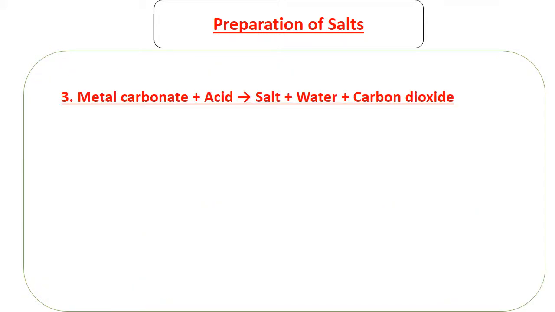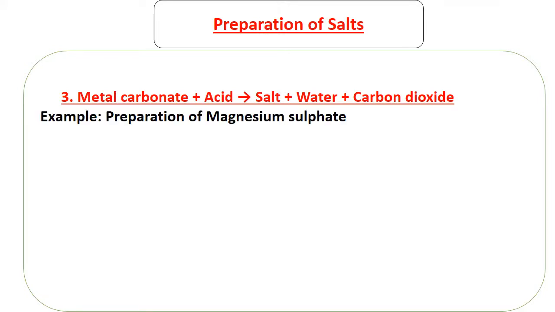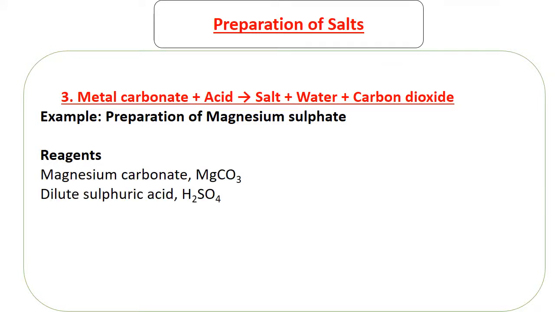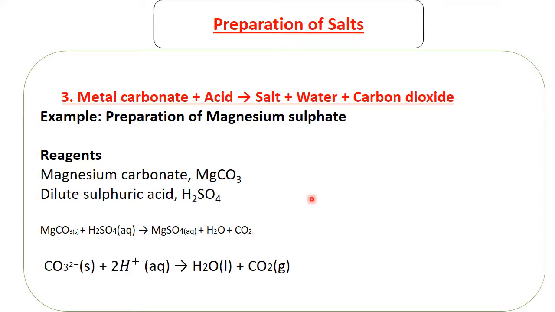Finally, we take a look at the one which involves metal carbonate and an acid. In this case, we have the reagents, which is magnesium carbonate and dilute sulfuric acid. Remember, we're going to get a salt, water, and carbon dioxide. We discussed this in acids and bases. So the reaction is magnesium carbonate reacts with sulfuric acid to form a salt, water, and carbon dioxide. And the ionic equation is this.